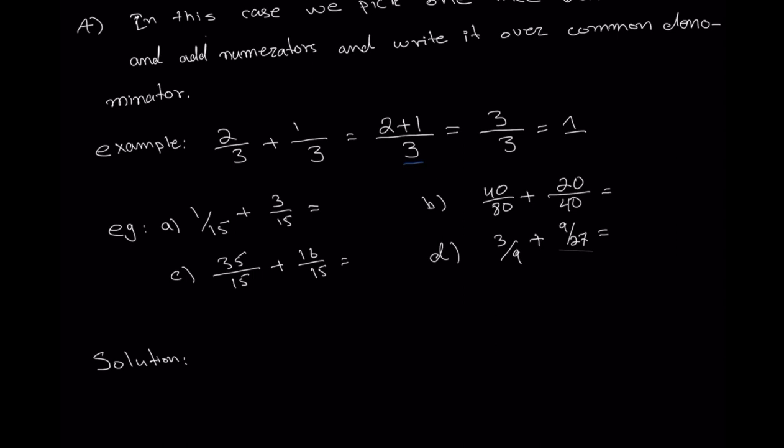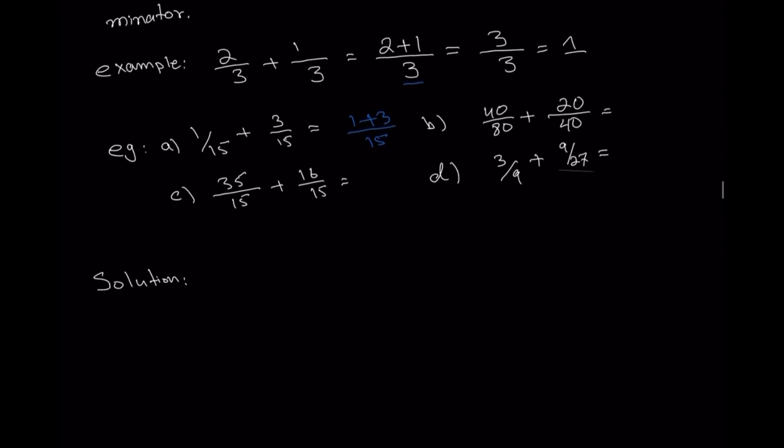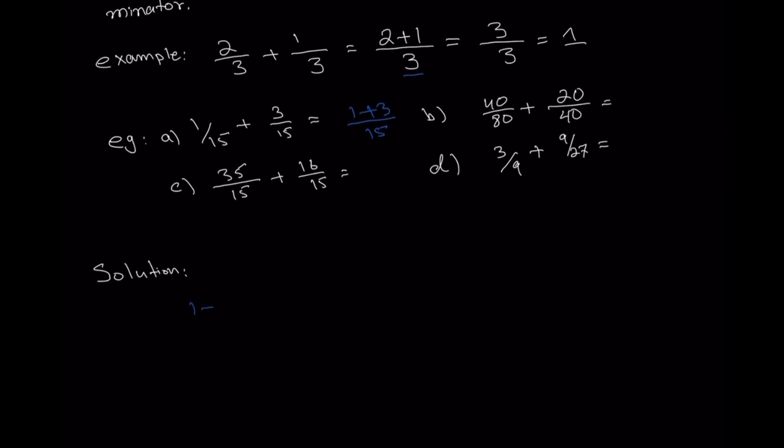Solve this question for the like denominator. So we have the same denominator. So we will pick 15 denominator, and then simply add 1 plus 3, which will give me, we can do it here. 1 plus 3 over 15 will give me 4/15. That cannot be reduced.